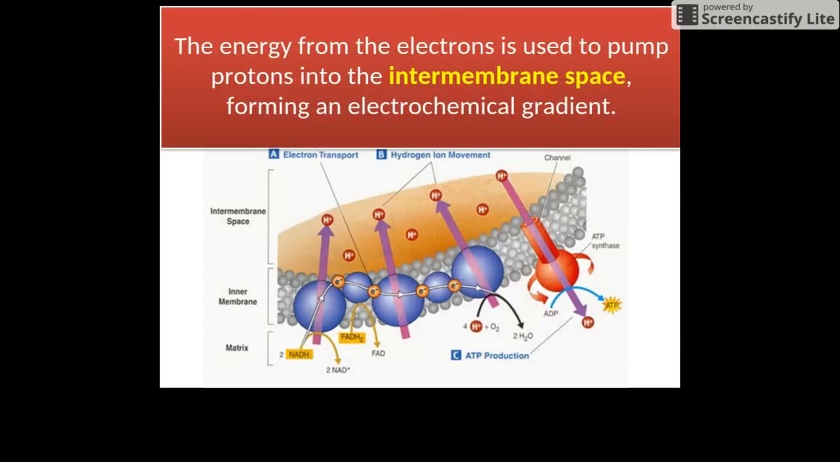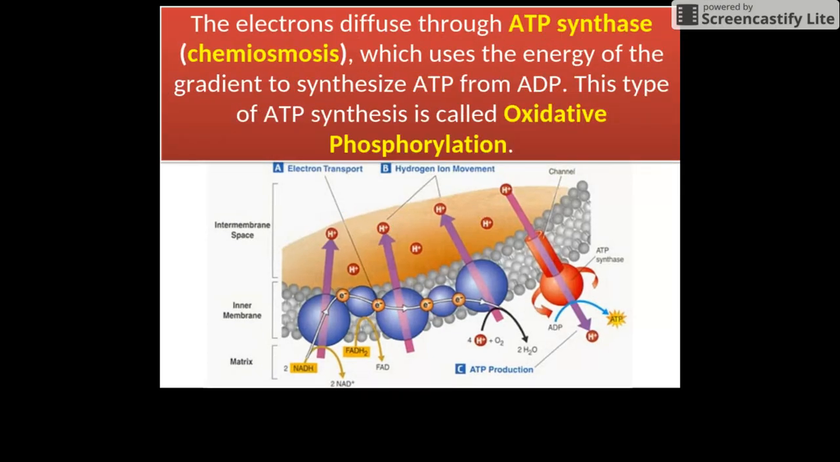All right, like I said before, that energy from those electrons passing through the electron transport chain is going to pump those protons into the inner membrane space. So now we have this electrochemical gradient. We have lots of hydrogens on one side compared to the other, and they're just going to naturally want to flow through. And they're going to diffuse through that molecule.